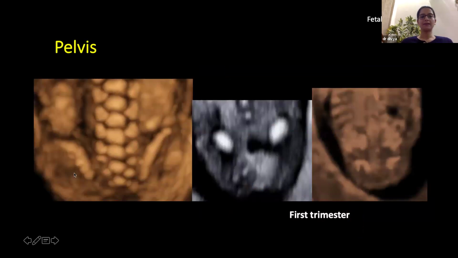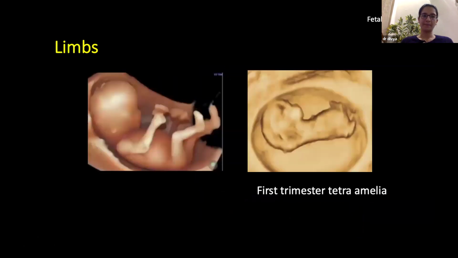The pelvis: this is a pelvis in a fetus in the second trimester. You can appreciate the ossification centers of the sacral vertebral bodies as well as the posterior arch elements in between the iliac blades. So this is a normal sacrum. In the first trimester, you can identify the iliac blades, and if you try to get a 3D rendered image, you can see some part of the sacral vertebral bodies. So if you are able to see the sacral vertebral bodies between iliac blades, it rules out complete sacral agenesis even in the first trimester.